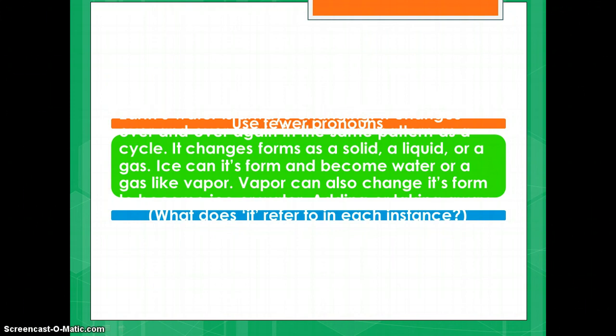So, for example, in this slide, we have the text that reads, "The Earth's water is always changing. It changes over and over again in the same pattern as a cycle. It changes forms as a solid, a liquid, or a gas. Ice can form and become water, or gas could be like vapor. Vapor can also change its form to become ice or water. Adding or taking away heat makes it all work as a cycle."